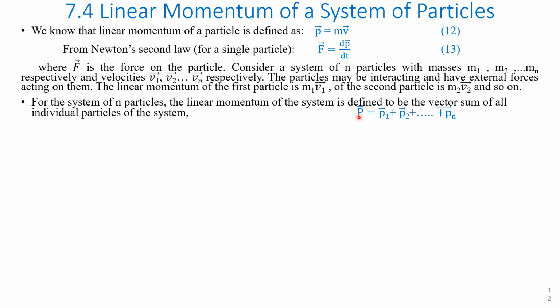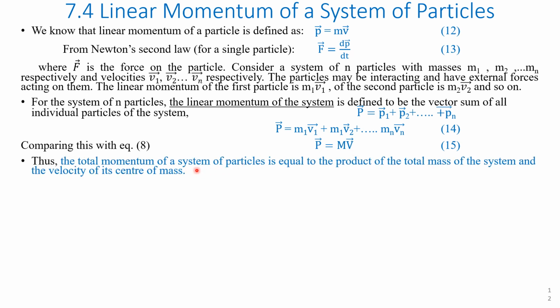Therefore, capital P, the linear momentum of the system, equals the momentum of the individual particles, that is vector p1 plus vector p2 plus etc. up to vector pn. It can be written as capital P is equal to m1 v1 plus m2 v2 plus etc. up to mn vn. Comparing with equation 8, we get capital P is equal to capital M into capital V, where capital P is the momentum of the system of particles, M is the mass of the system of particles, and vector V is the velocity of the system of particles. Let it be equation 15.